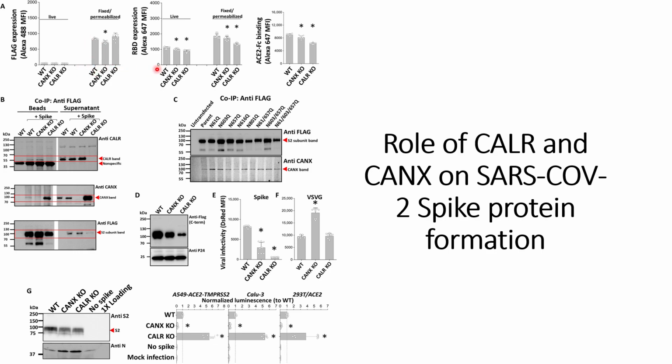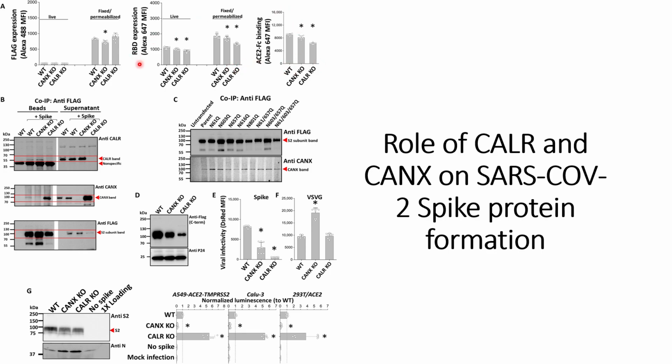cells. There is a slight decrease in calnexin knockout, and when they did the same analysis for the other part of the spike protein, that is the S1 part, the RBD expression changes slightly compared to the wild type, and for calreticulin it is reduced more compared to the calnexin, as can be seen in the live cells and also in the fixed permeabilized cells. And the same thing is reflected in the ACE2-Fc binding, anti-ACE2-Fc binding experiment, that is, the expression of spike protein on calnexin knockout is slightly less, whereas for calreticulin knockout it is more reduced.